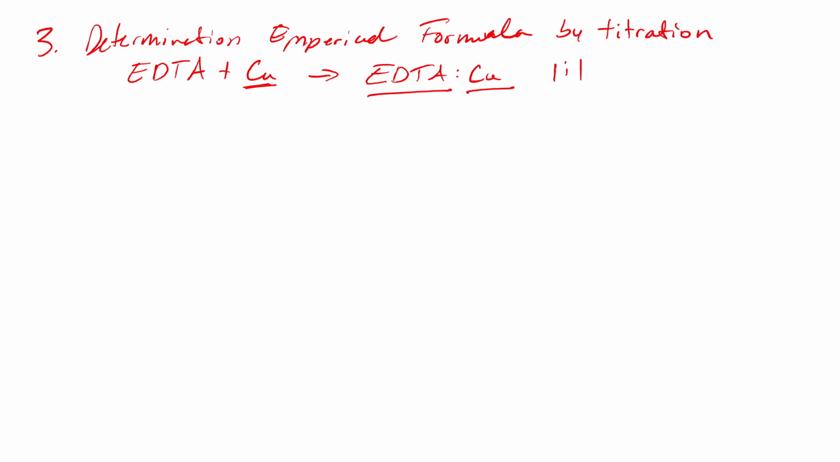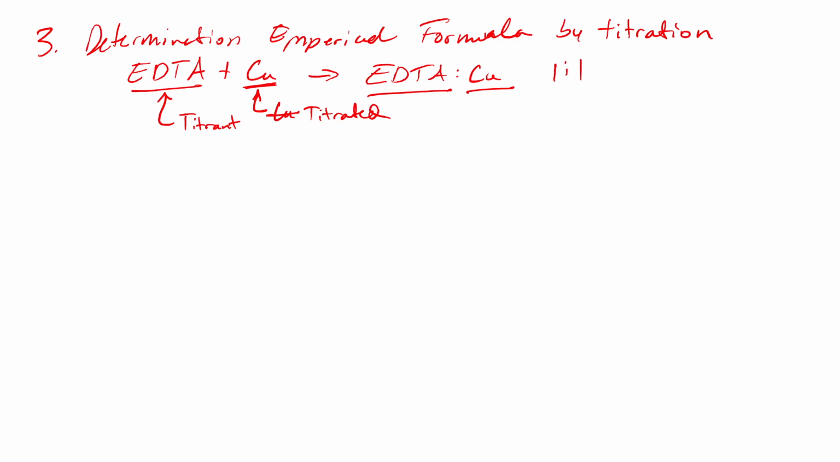Okay. So in this case, instead of having an acid-base titration, we're doing an EDTA copper titration. And so the thing that's being titrated is going to be the copper. Okay, I don't know why I wrote copper twice there. I meant this is the titrated. And in this, the EDTA will be the titrant.